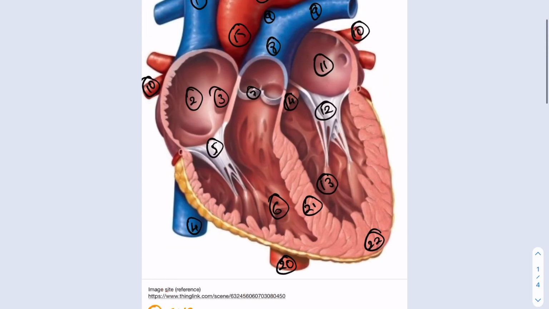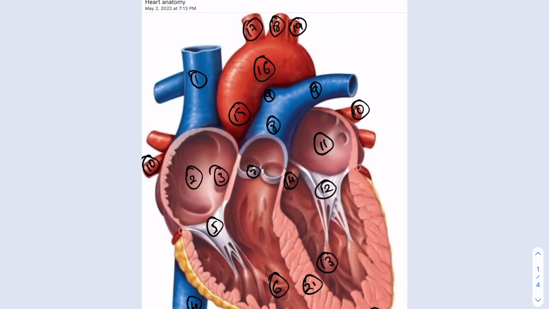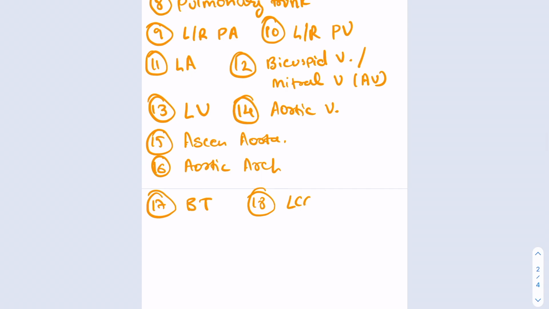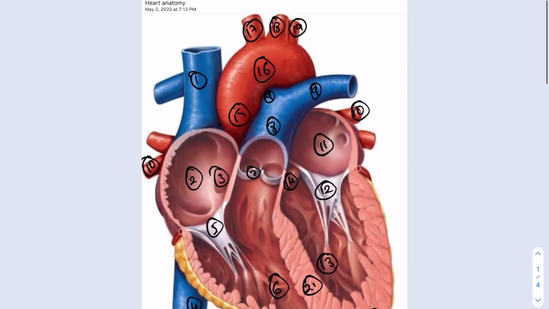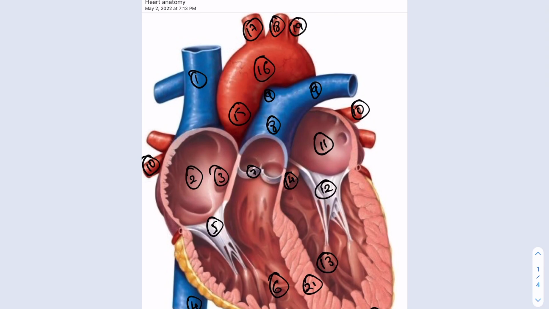Number 18 is the second division, and it basically carries blood to the left side of the brain, and it's called left common carotid artery. Number 19 is the last division of the aortic arch, and it basically carries blood to the left side of the body and also to the left upper extremities, and it's called left subclavian artery.